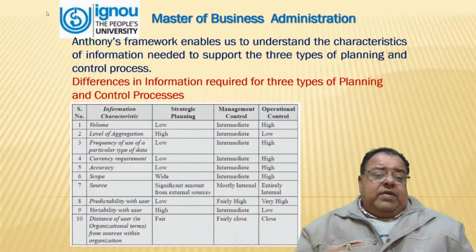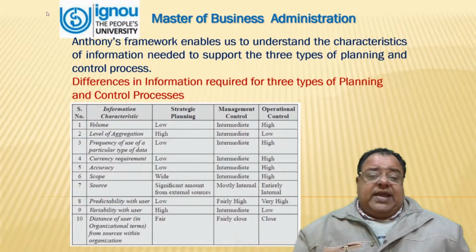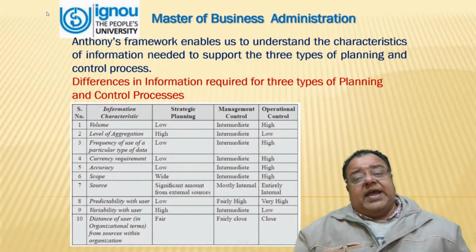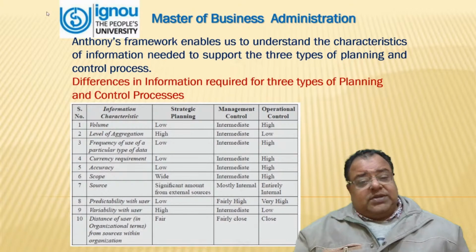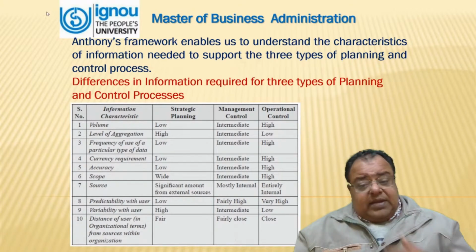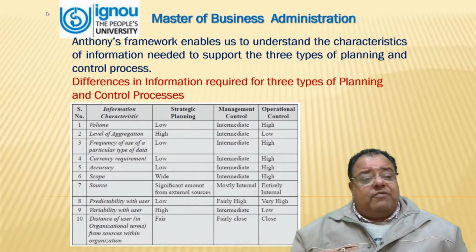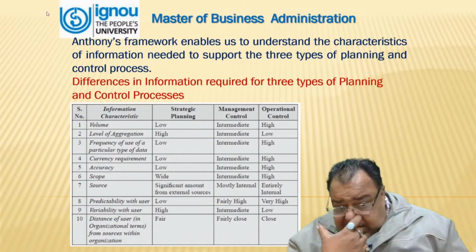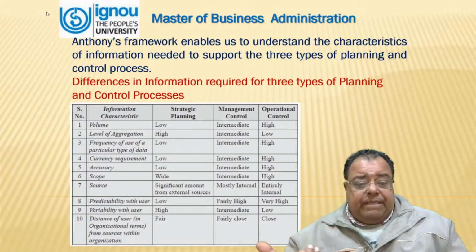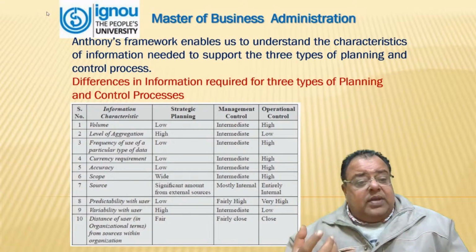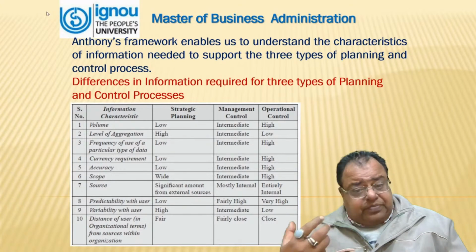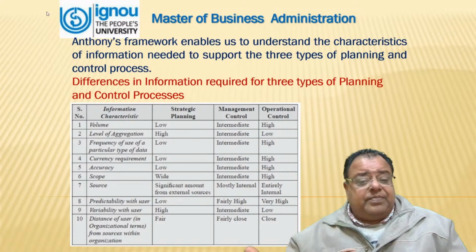The Anthony framework enables us to understand the characteristics of information needed to support the three types of planning and control processes. Now see what the differences are between the information required by the three types of planning and control. We can see, according to the use and according to the type of control, information characteristics change and they have different impacts on the outcome.